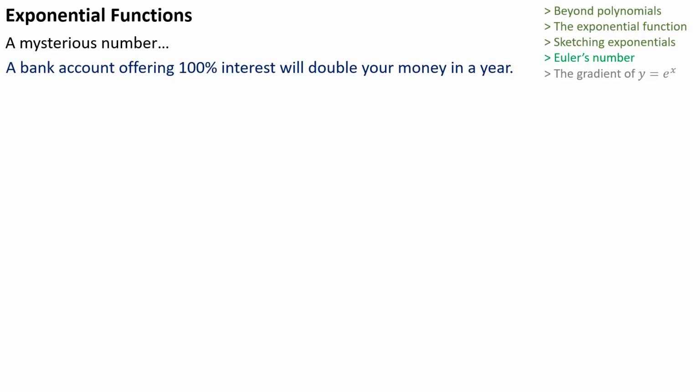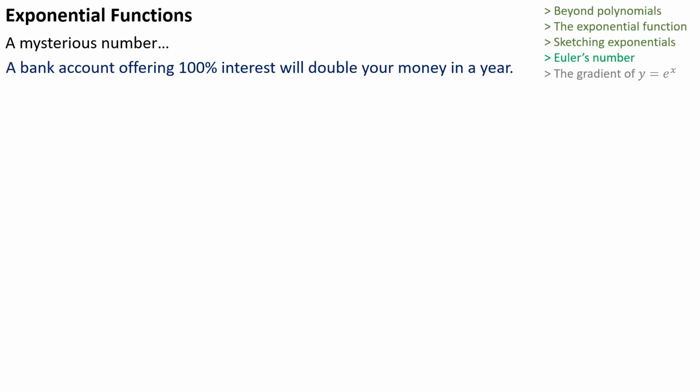Now we're going to discover a number which is possibly as important and fundamental to higher level mathematics as the constant pi. It appears in all sorts of places where you might least expect it. We're going to derive this in a couple of ways and see where it can be generated from, and then I'll show you how it links to exponential functions. Let's start with this example.